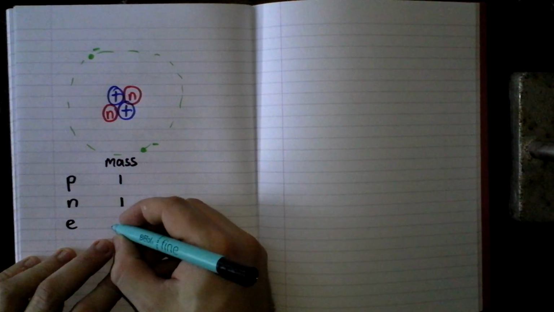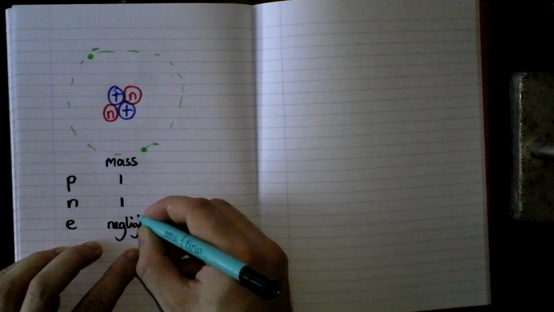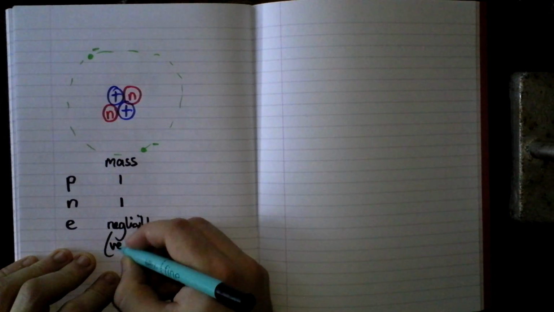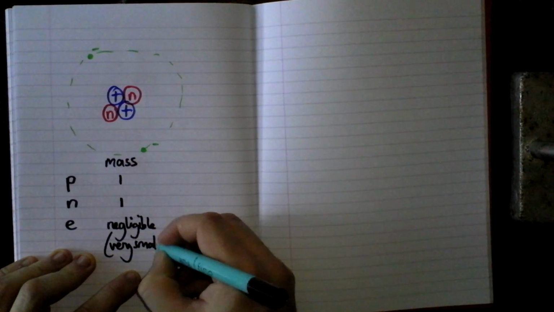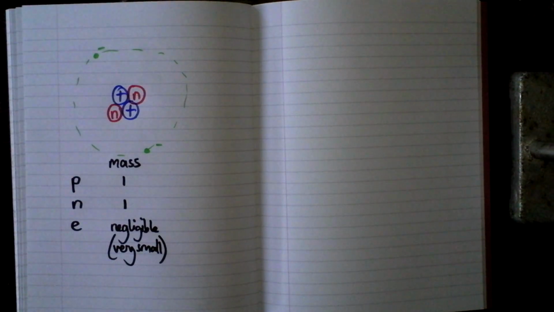An electron has a mass that we tend to say is negligible. That means it's very, very small. So electrons are tiny. We're talking almost 2,000 times smaller than a proton or a neutron. So really, really not very significant. So we're going to ignore those when we're calculating the mass of an atom.